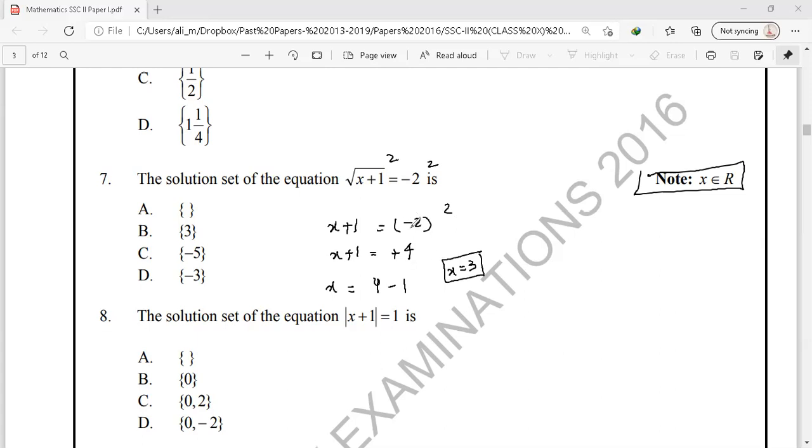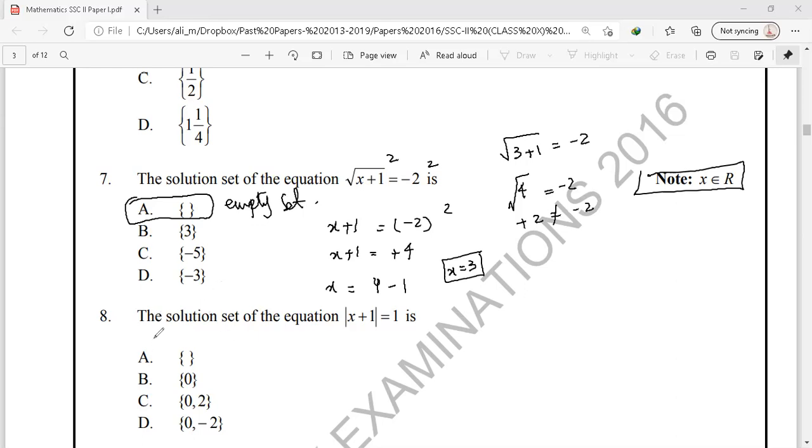So let's check if this x equals 3 satisfies our given equation. If we put in 3 plus 1 equals minus 2, 3 plus 1 is 4, and the square root of 4 is equal to plus 2, not equal to minus 2. So this solution does not satisfy our equation. This means the correct option for question number 7 would be A, that is the empty set.